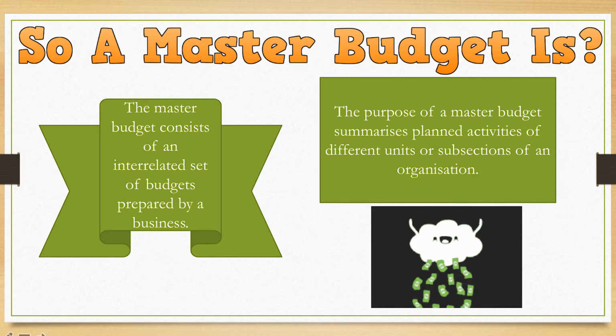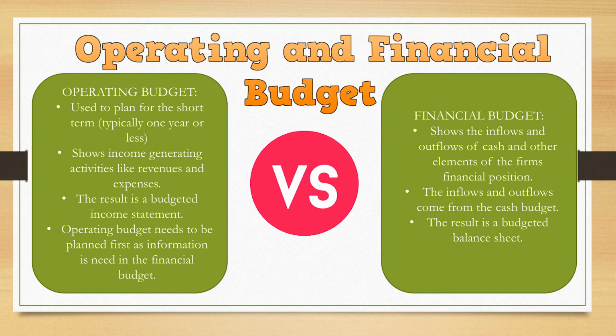A master budget consists of an interrelated set of budgets prepared by a business. The purpose of a master budget is to summarize planned activities of different units or subsections of an organization. Within a master budget, there are two kinds of budgets: the operating budget and the financial budget.